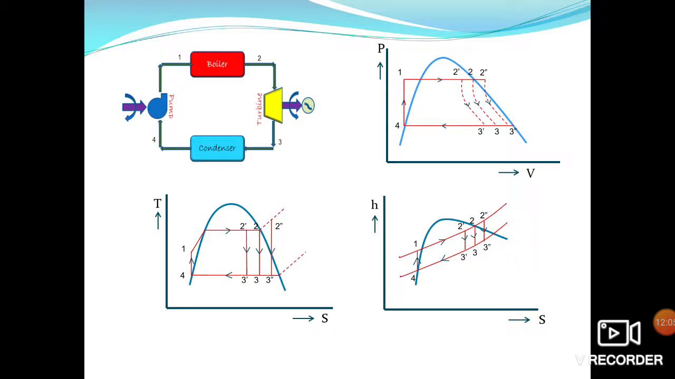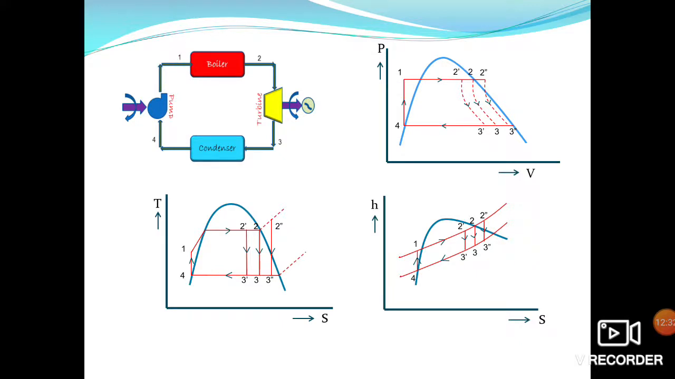And you can see point 4 will be on the curve. Both in the PV as well as TS, you can find point 4 will be on the curve as it is saturated water at the end of condensation. So it will come on the saturated liquid line.